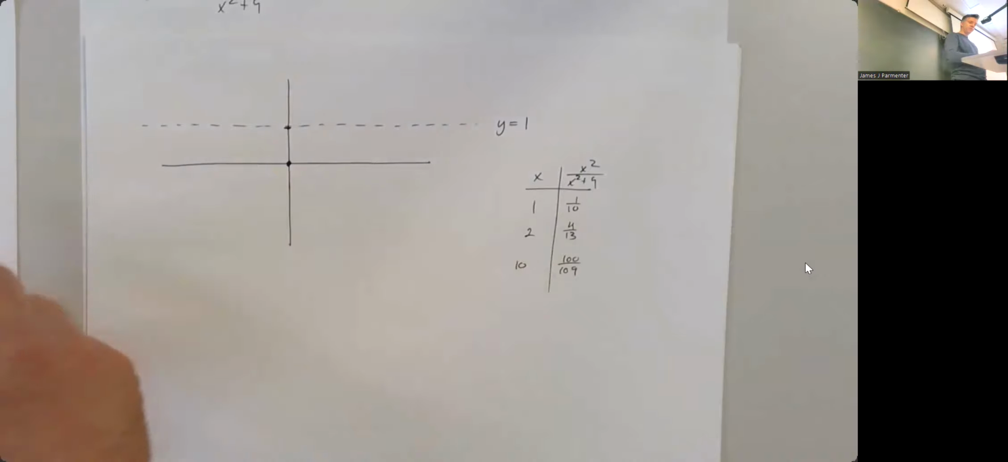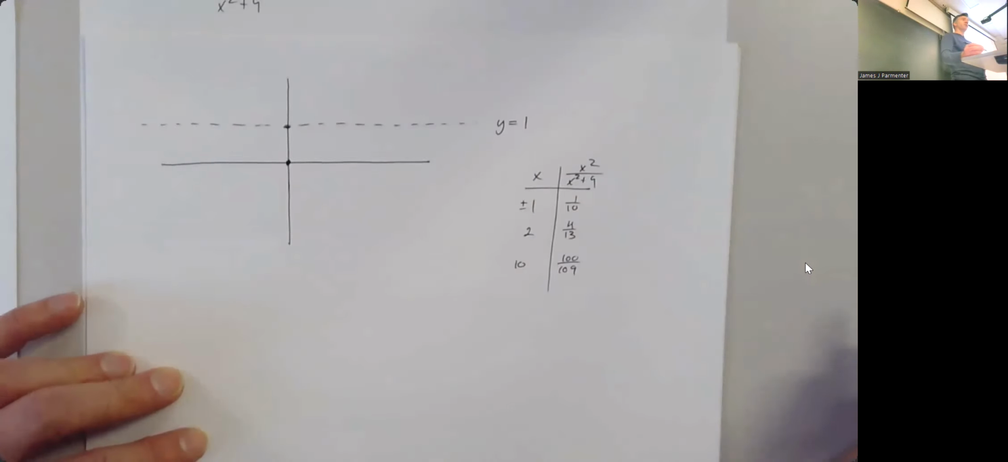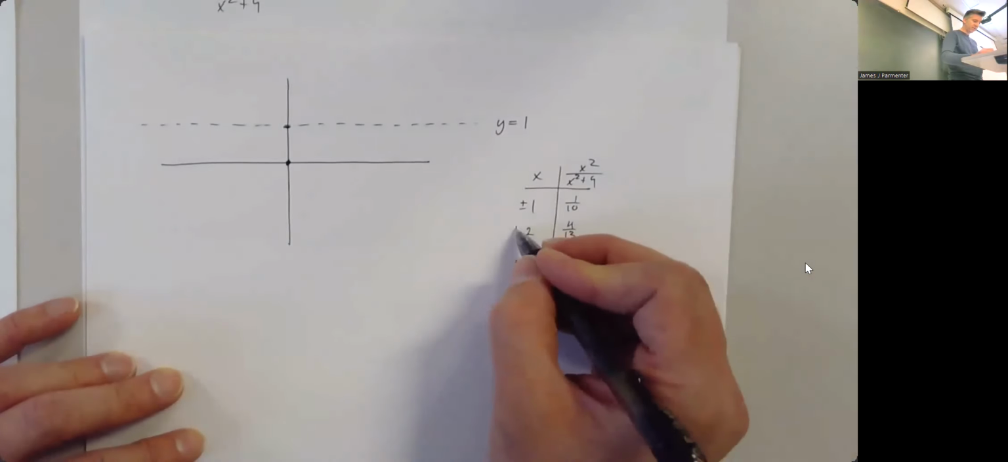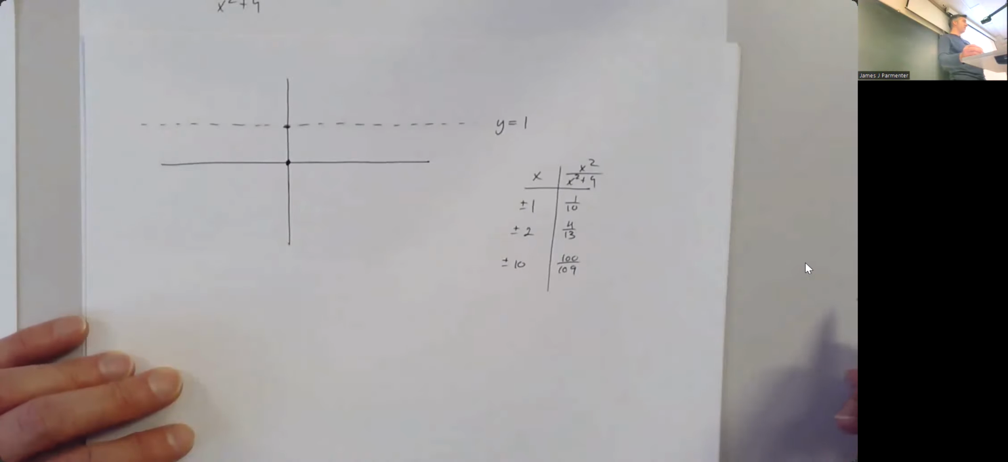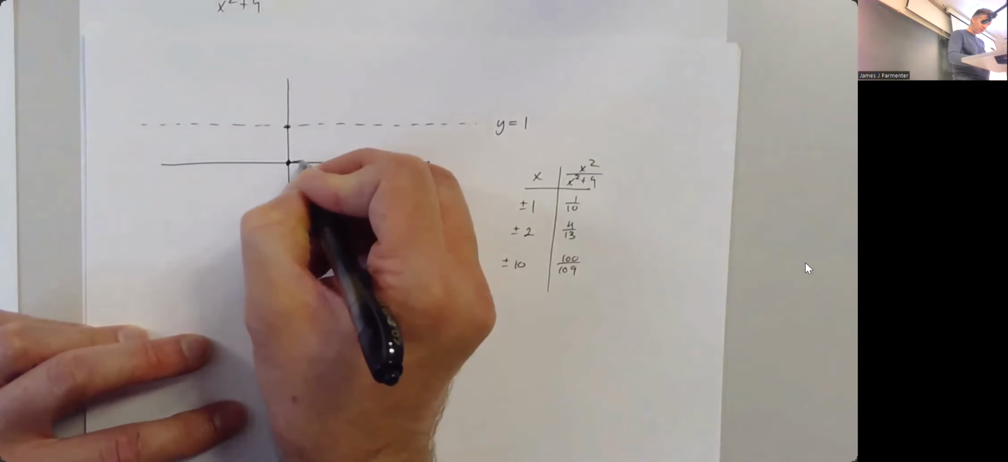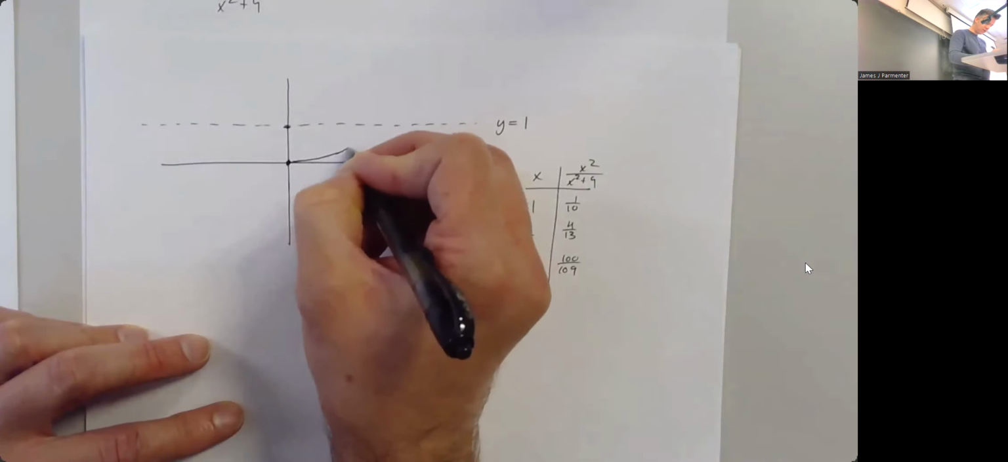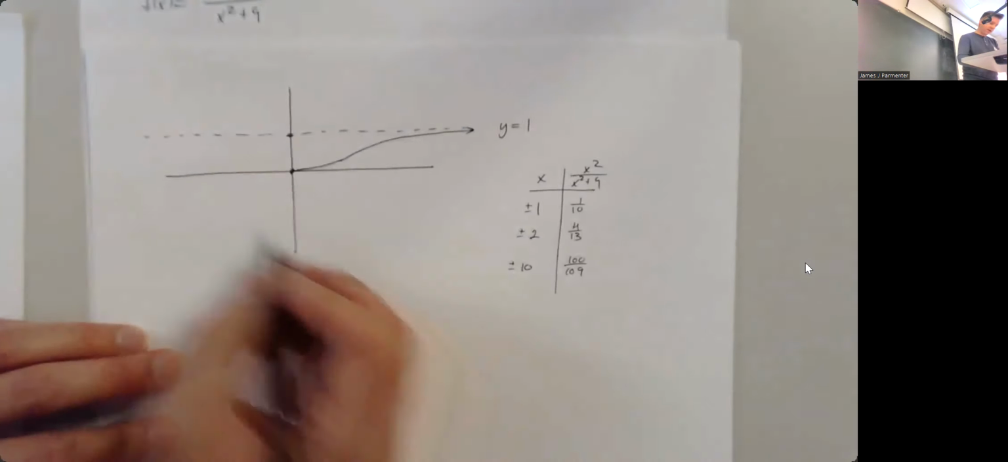And I should actually be more specific here. X could be positive or negative 1 and still get the same 1/10. X could be positive or negative 2 and still get the same 4/13. X could be plus or minus 10 and still get the same 100 over 109. So it's looking like it's starting off slow and then eventually getting very, very close to that. And it's going to be the same thing on the left.